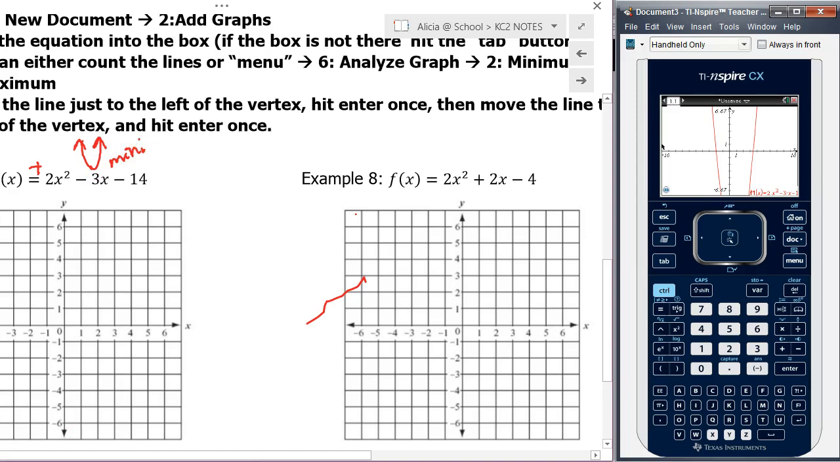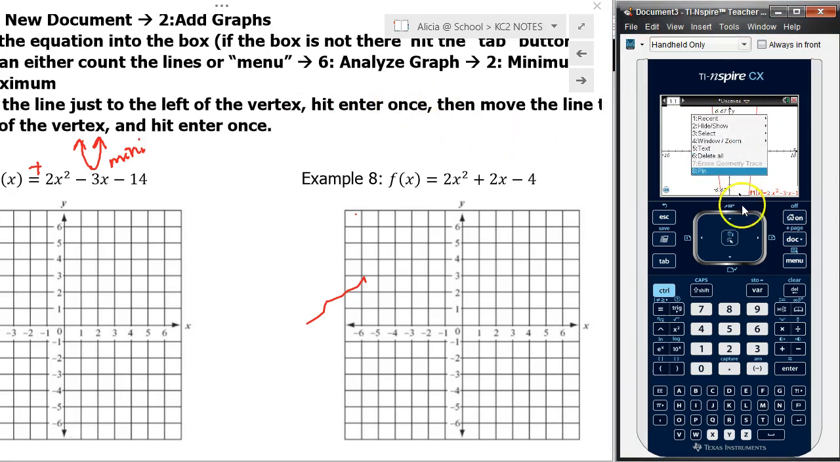Right? And it is verified here in our calculator because I can see my little parabola opening downward. We want to make sure that we can locate that vertex point, and the way that we do that is follow the steps, picking up on number 3. Number 3 says you can either count the lines or use Menu.